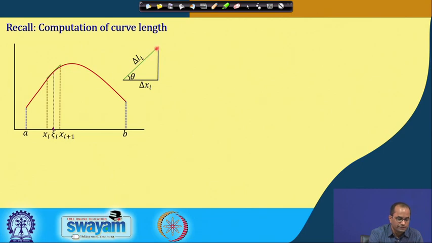So, this is the tangent line at this xi_i point, and this is the interval length delta x_i, and this is the angle which the tangent makes with the x axis, which we have denoted by theta. So we have this length here, delta L_i, the length of the base here is delta x_i, and this is the angle theta.